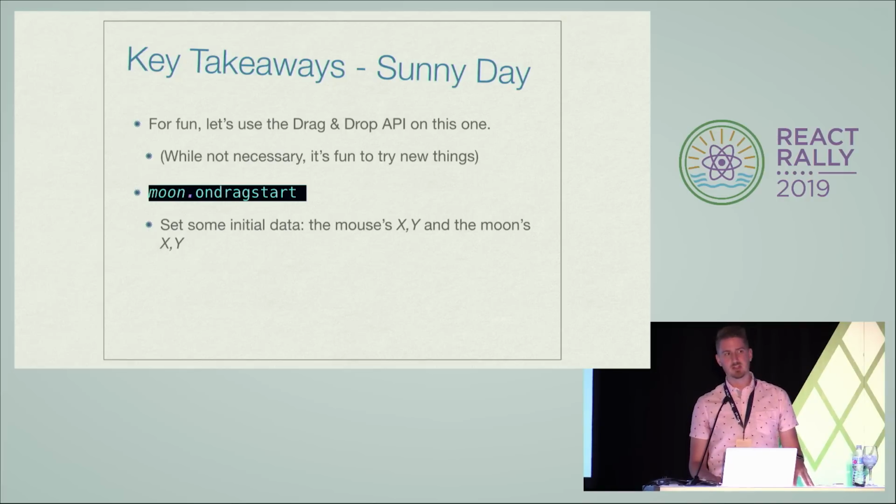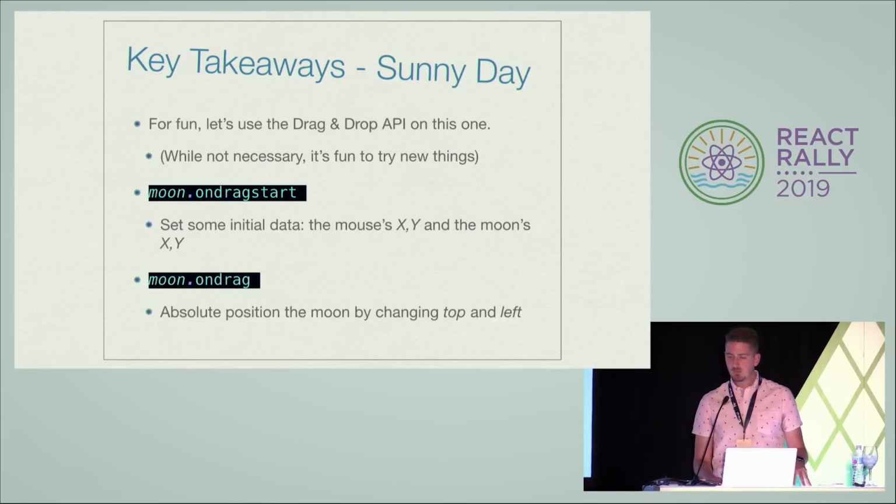So on drag start, on the moon, we need to set some initial data. And we'll talk about why we need that data in a second. But we're going to save the mouse's XY position and the moon's XY position. Then on drag, which is also like mouse move, we're going to absolute position the moon by changing its top and left to whatever the mouse is.